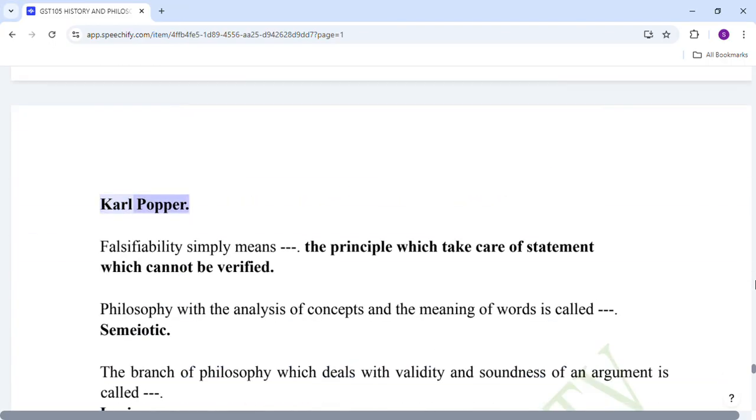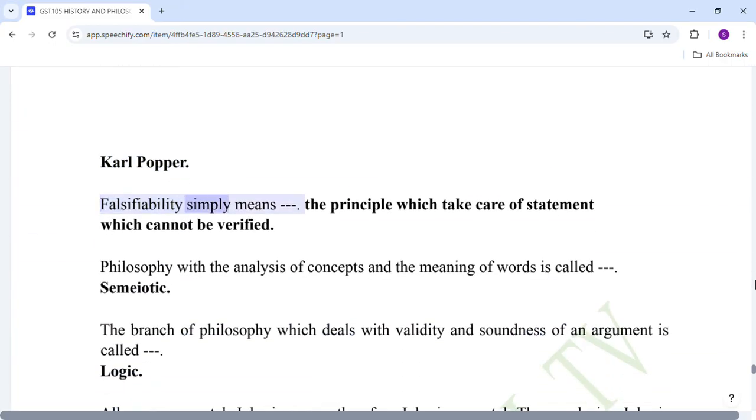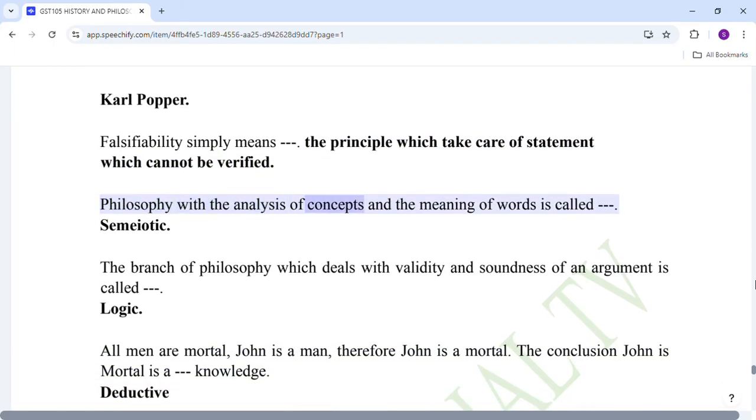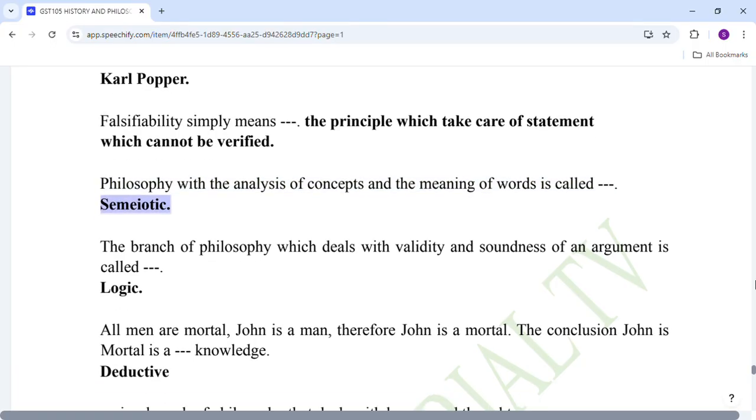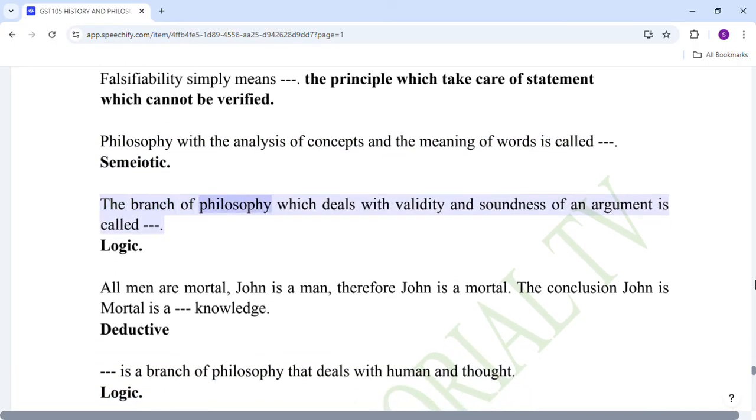Karl Popper. Falsifiability simply means dash dash. The principle which takes care of statements which cannot be verified. Philosophy with the analysis of concepts and the meaning of words is called dash dash. Semiotic. The branch of philosophy which deals with validity and soundness of an argument is called dash dash.